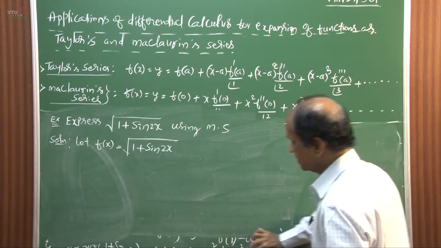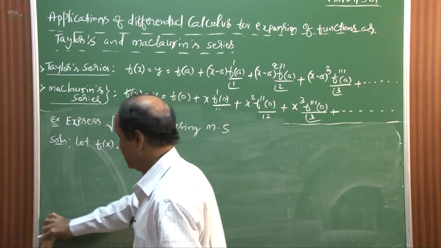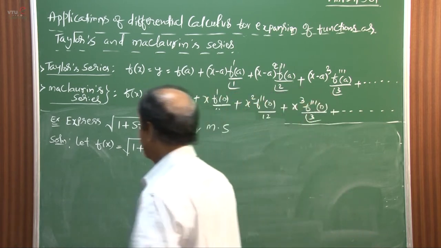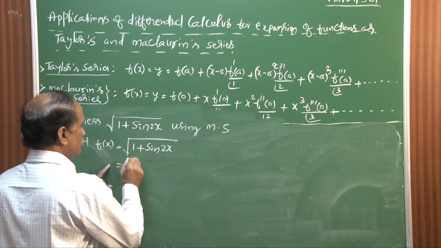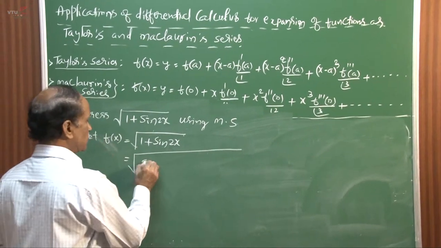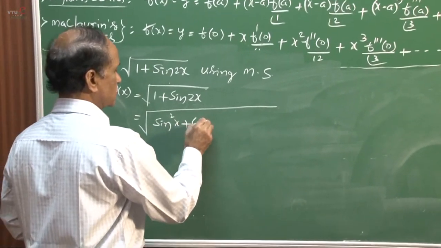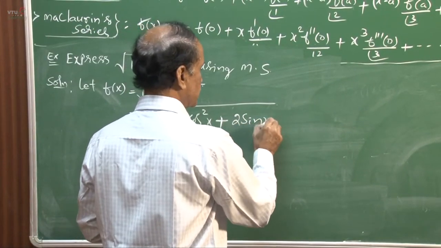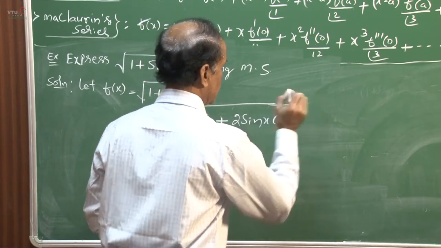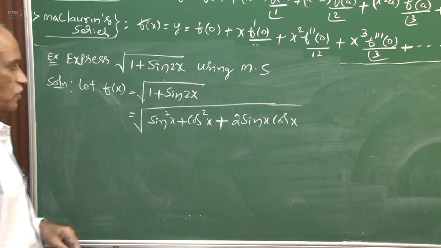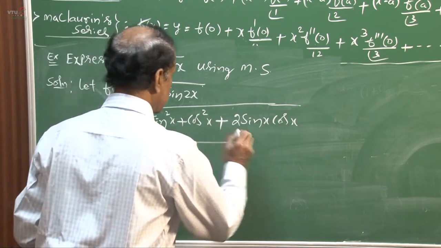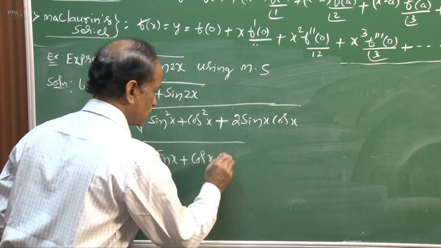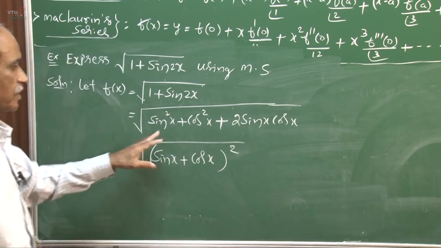So to avoid that, there is a shortcut method which gives easily the calculation for derivatives and functional values. So what I will do here in this case, in place of 1, I will replace it with sin square x plus cos square x, and in place of sin 2x, I will write 2 times sin x into cos x. Okay, so this is the step. Now what you will do with this? This is nothing but a plus b whole square, that is sin x plus cos x, whole square. Exactly it looks like that.